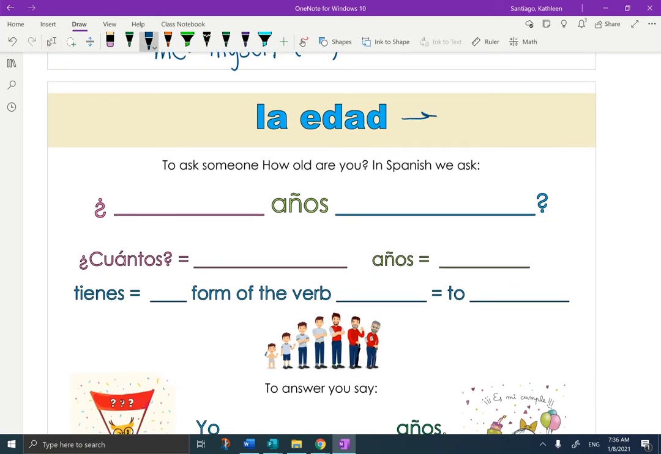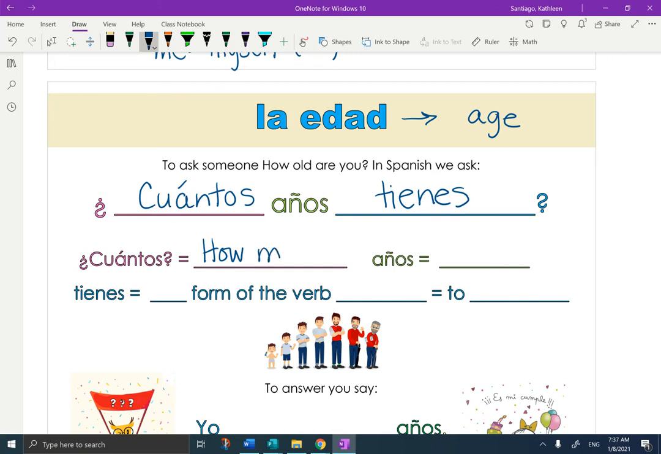Remember, la edad, age. To ask someone how old they are, in Spanish, we ask cuántos. I like cuántos, looks like quantity. ¿Cuántos años tienes? ¿Cuántos is the question word for quantity. How much or how many. Años equals years.